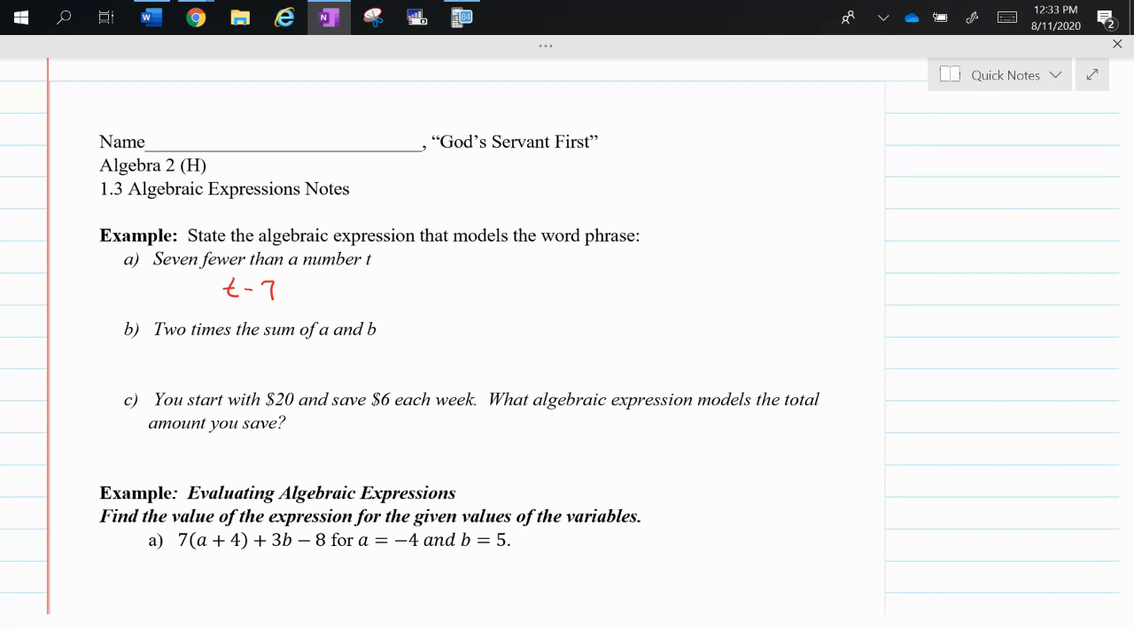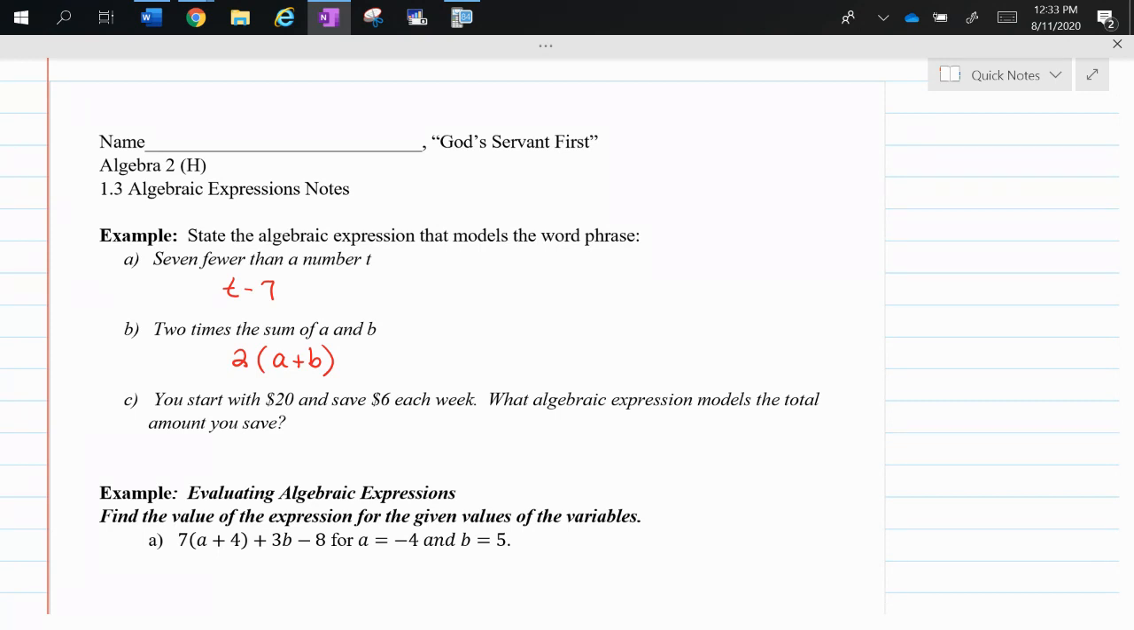2 times the sum of a and b. 2 times the sum means we're going to add. So we want the sum of a and b. So I'm going to add a plus b, and then I want 2 times the sum. So we want 2 times that whole expression. So we want 2 times the whole thing, a and b.